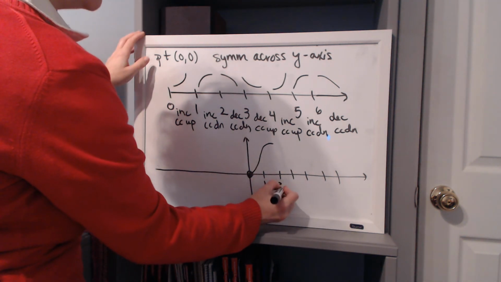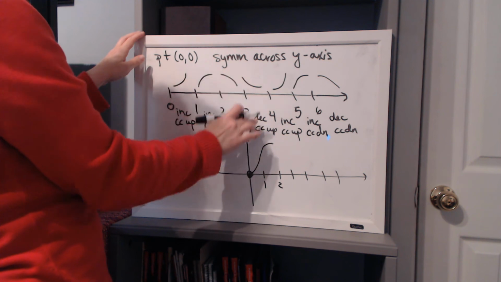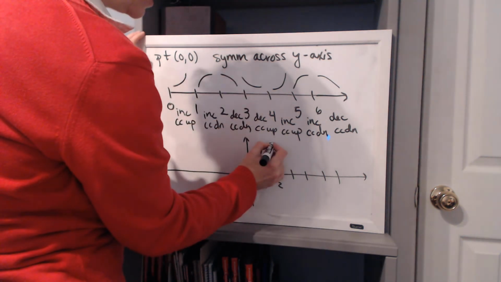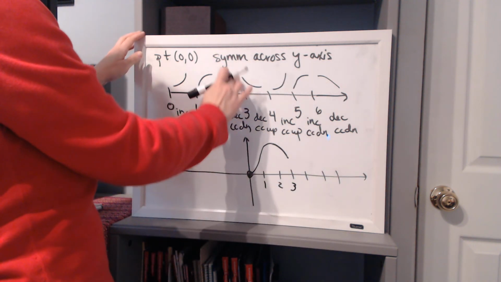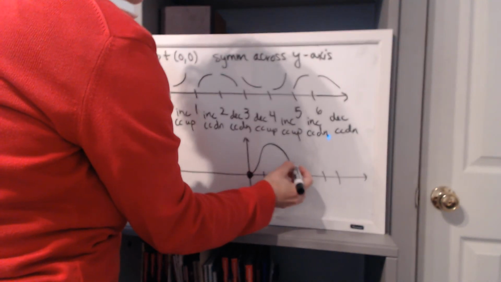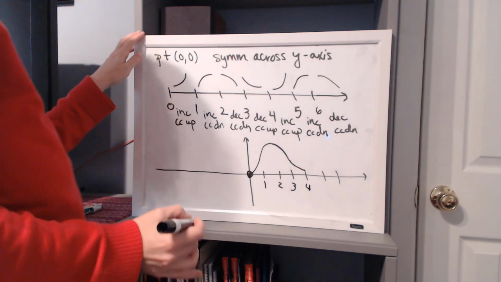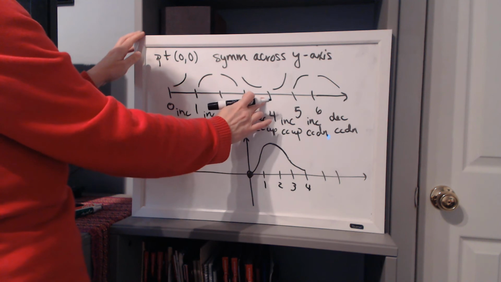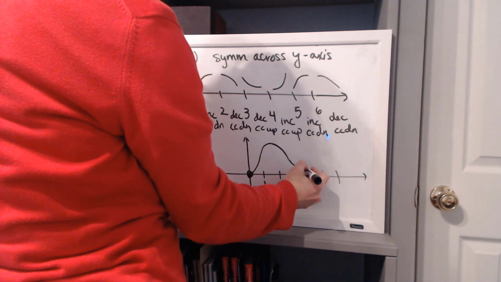We want something that looks more like this. So 1 to 2. And then at 2, we know we have a local max, and we're going to switch to decreasing and concave down still. We're going to get something like this. And then at 3, we're going to switch to decreasing and concave up. So we get something like this. And I'm going to go ahead and just drop down like so. At 4, we get a local min, and we're going to switch to increasing but stay concave up.